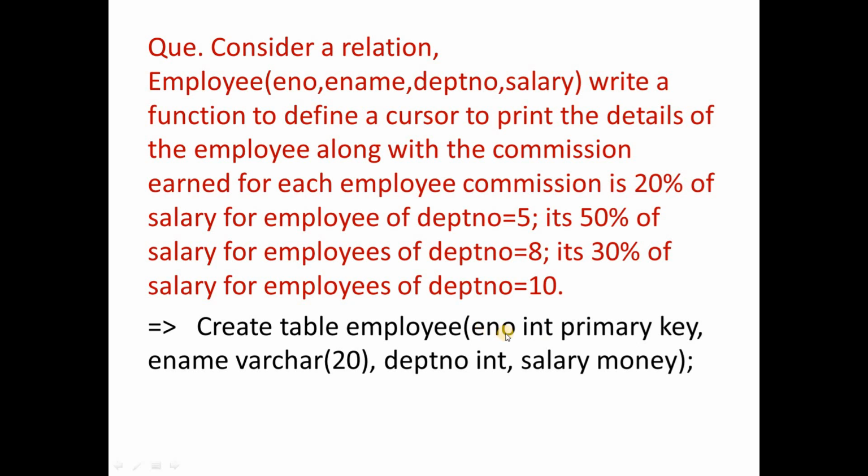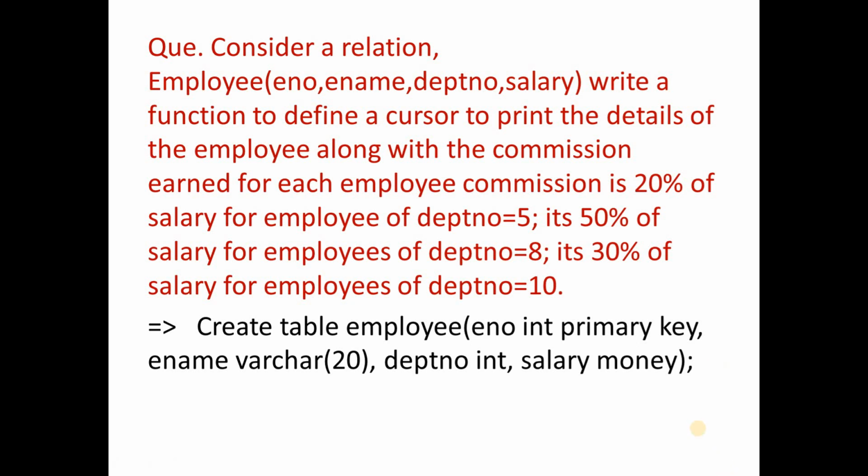Here is the first field, employee number, of type integer, with a primary key constraint because employee numbers are unique. The second field is ename, meaning employee name, of type varchar with size 20. The third field is department number, of integer type, and the last field is salary, of money type. This is how to create a table. We have to provide a query.